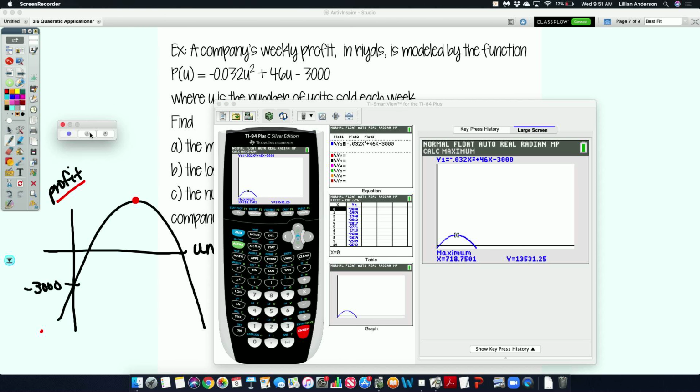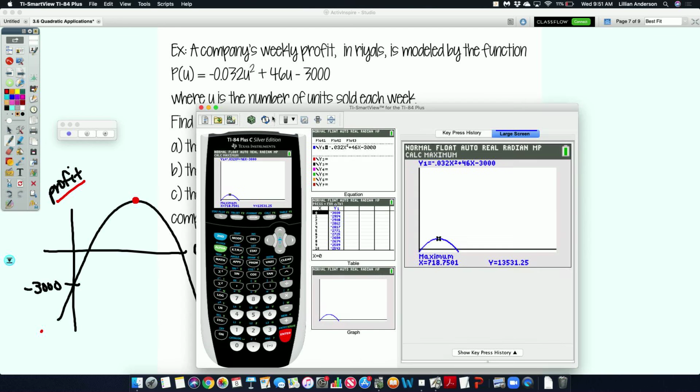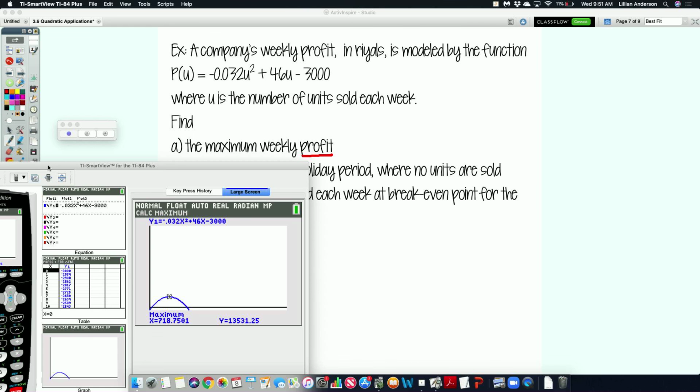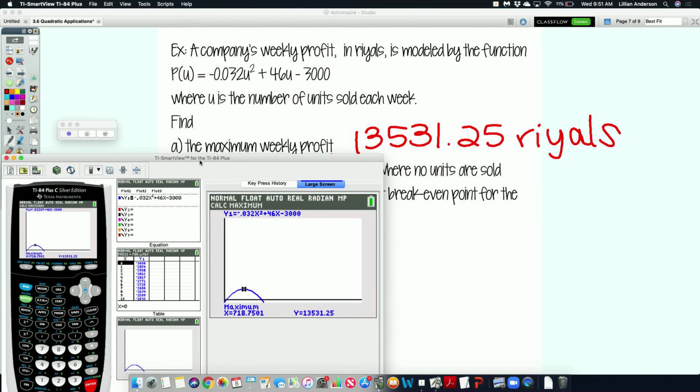So what's my answer? What's my maximum profit? 719. That's my units. That's how many units I will have to produce to create my maximum profit. My maximum profit is the Y coordinate: 1,531.25. And again, that's the same thing we would get if we did it algebraically using negative b over 2a and then plugging that value in for u.